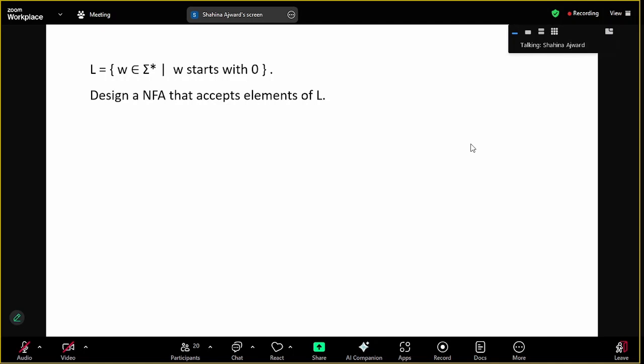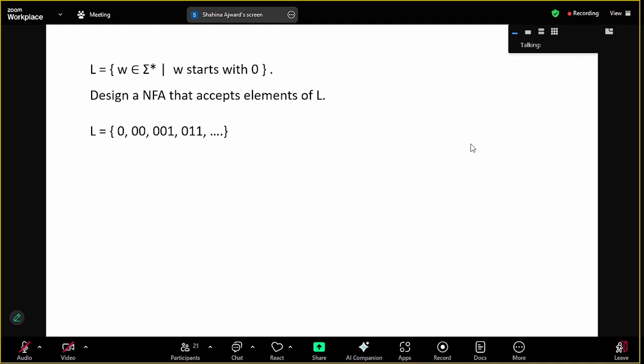Okay, since it's the first one, I will show you how to do it. The first thing is we define a couple of strings that will be accepted by this language. So the words should start with 0. We start from the smallest word.